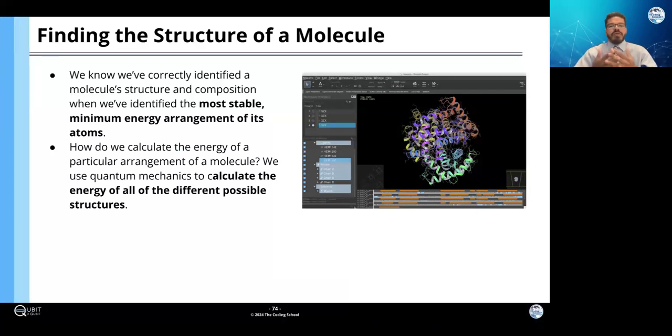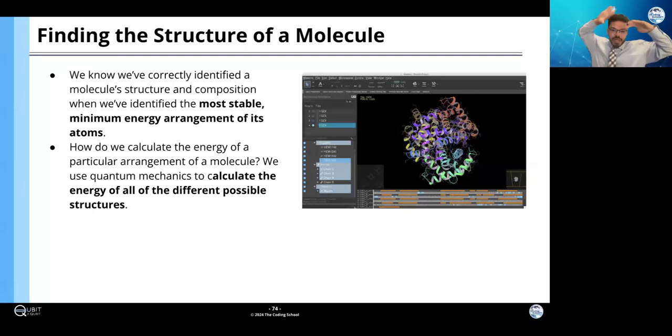So if we want to find the structure of a molecule, that's about identifying the most stable, minimum energy arrangement of its atoms. That's a lot of words to mean, where is the molecule most comfortable? If you think about where your body is most comfortable, right?